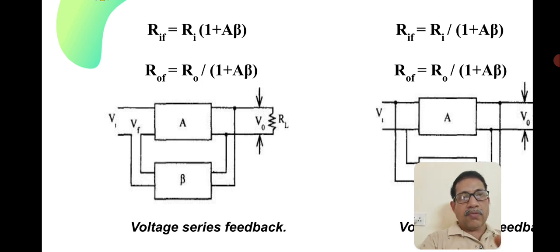With this explanation, we can easily draw the circuit diagram and derive the expressions for the other three. The first term is for the output and the second term is for the input. The remaining parts stay the same: Vi is the input voltage, Vf is the feedback voltage, and V0 is the output voltage connected to the load resistor RL.